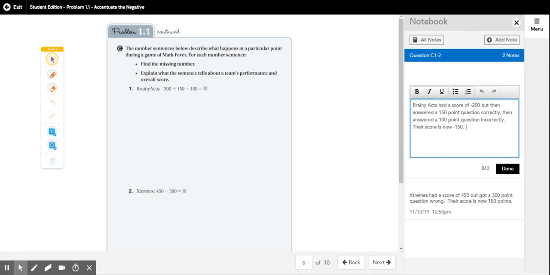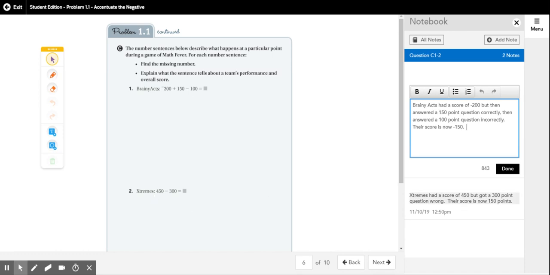So here, my explanation: the answer is going to be negative 150 points. And the way we're going to walk through this, like I had mentioned before, is we say, okay, where are we starting? We're at negative 200. Now, if we earn 150 points, we don't make it back to zero. We're still in the negatives. We're still negative 50 points. And then we lose another 100 points. So that leaves us with a score of negative 150.